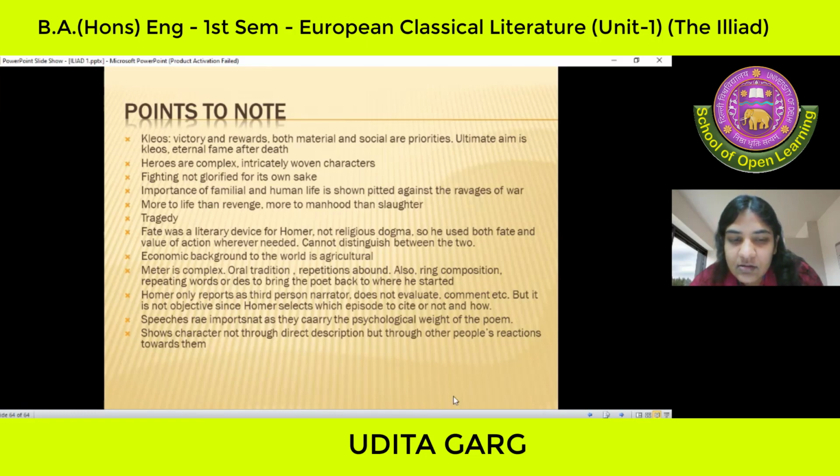So he shows characters not through direct description but through other people's reactions towards them. Another characteristic which goes along with Homer reporting things as a third person narrator, not really judging and evaluating, is that he does not give character descriptions as such, but he talks about them in reference to other people's reactions towards those characters.